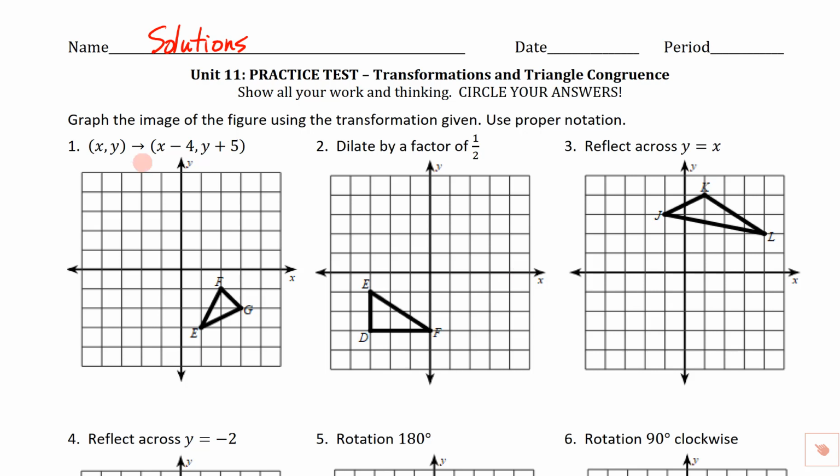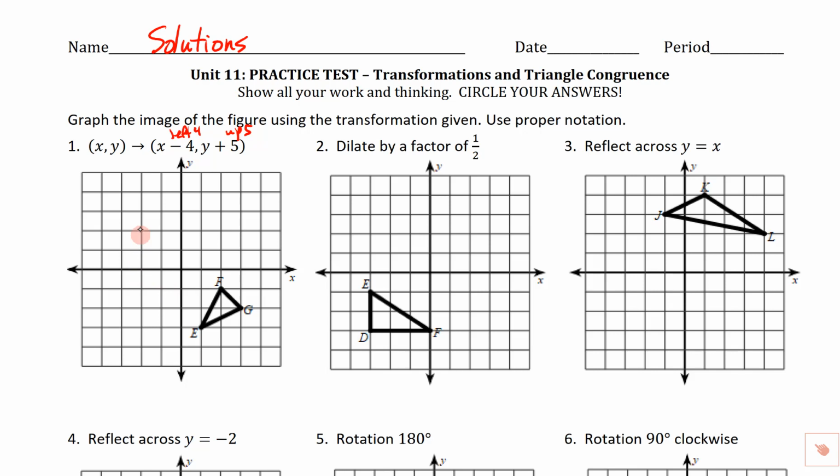The instructions here say graph the image of the figure using the transformation and use proper notation. So we're going to use prime notation, of course. We need to know what happens with this. This is a mapping rule, so we need to know that this is going to move this to the left 4, and this is going to move it up 5. You don't have to describe that, but we do need to know what happens here. So we're going to go to the left 4, and then up 5.